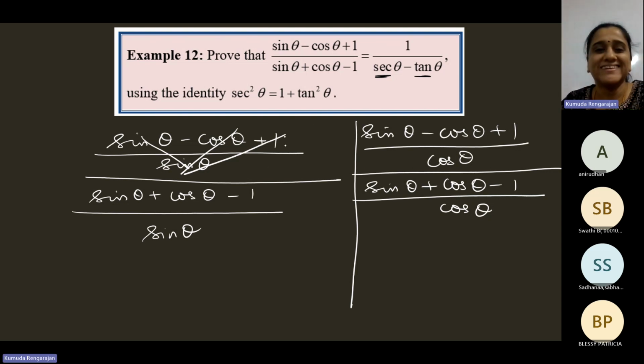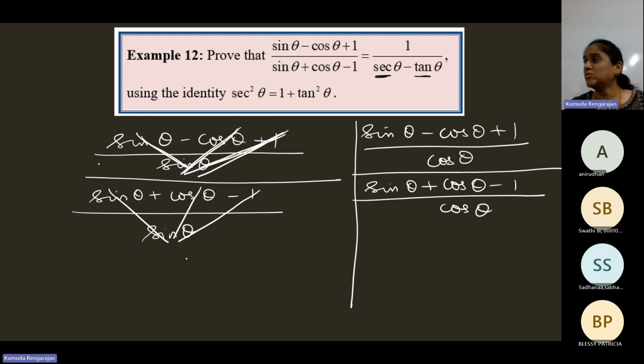1 by sine? Cosecant. You understand what we're getting? Sine by sine is 1, cos by sine is cot, and 1 by sine is cosecant. We're getting cot and cosecant. No, we need to get secant and tan. You do the denominator also, you'll get the same thing. Sine by sine, 1. Cos by sine, cot. 1 by sine, cosecant. Cot and cosecant we don't want. We need secant and tan.